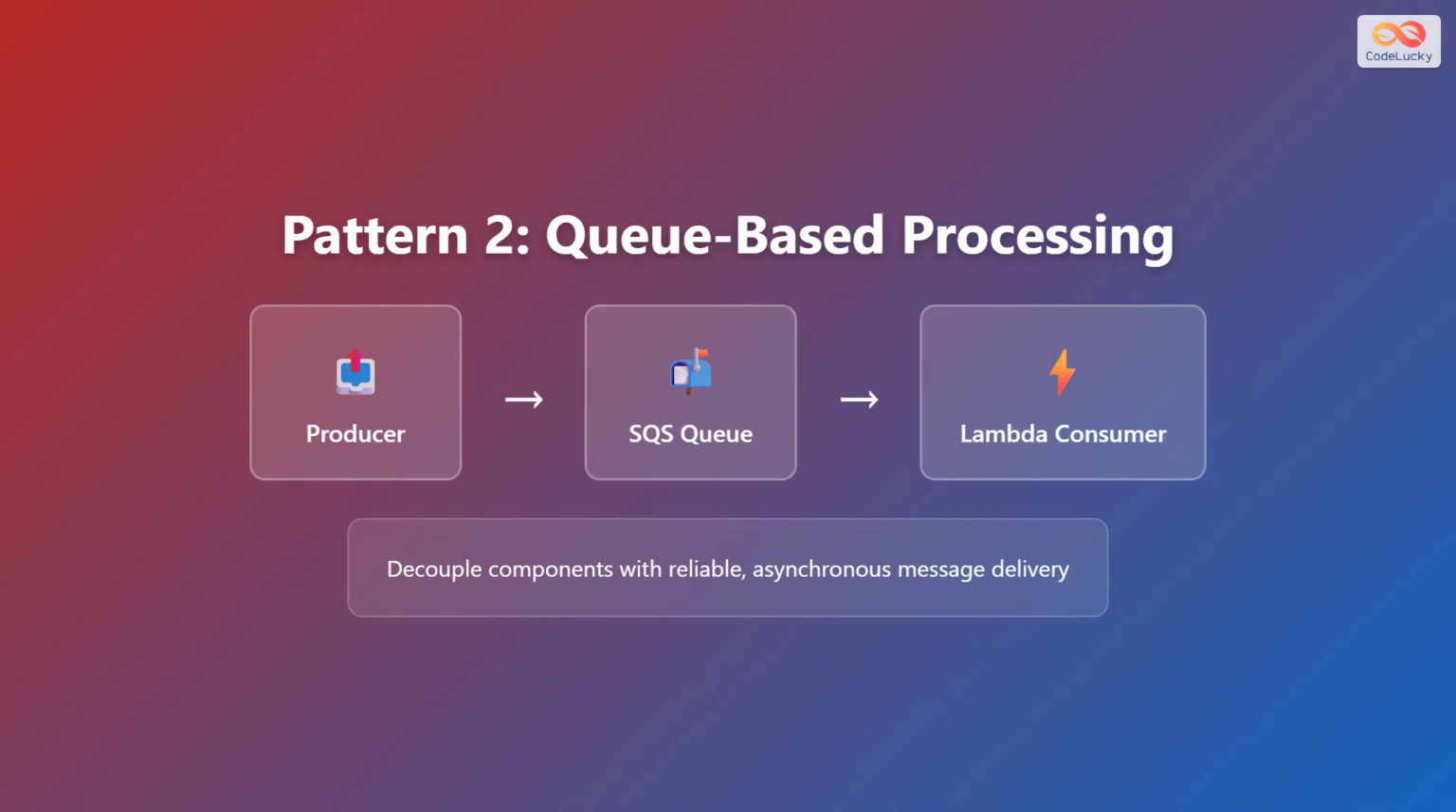Queue-based processing uses Amazon SQS to decouple components with reliable, asynchronous message delivery. A producer sends messages to an SQS queue, which stores them until a Lambda consumer is ready to process them. This pattern is perfect when you need guaranteed delivery and can tolerate some processing delay. The queue acts as a buffer during traffic spikes.